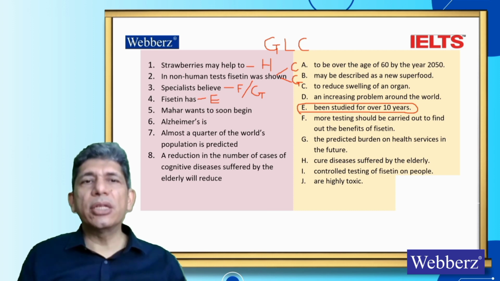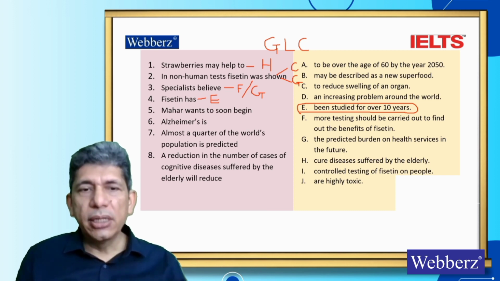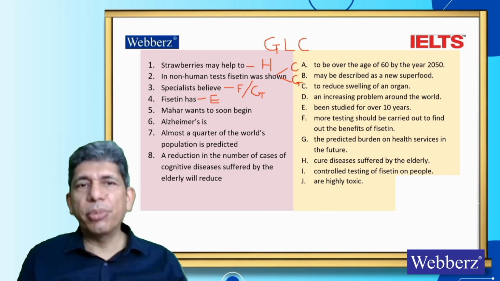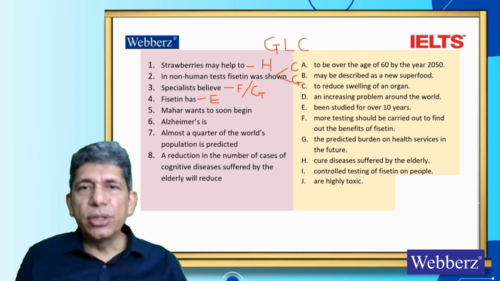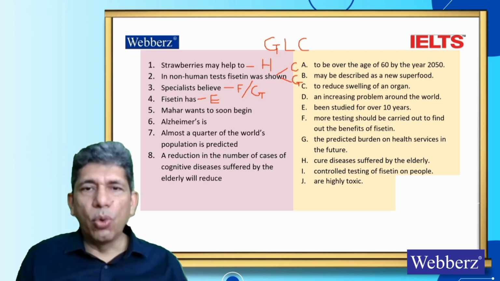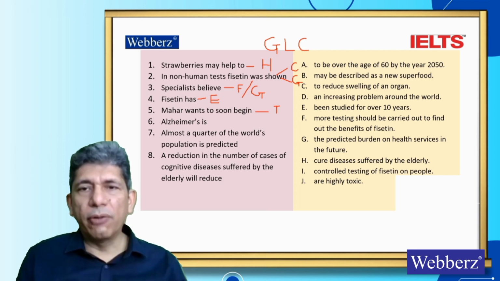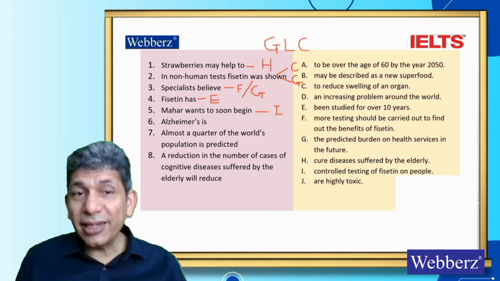Mahar wants to soon begin what? Soon begin what? Mahar wants to soon begin something. So let us see, what does he soon want to begin? Begin very soon. To be over the age of 60 by the year 2050, may be described as new superfood, reduce swelling, an increased problem around the world, be studied for 10 years. More testing should be carried out. The predicted wants to begin controlled testing of 15 on people. So it can be a probability.